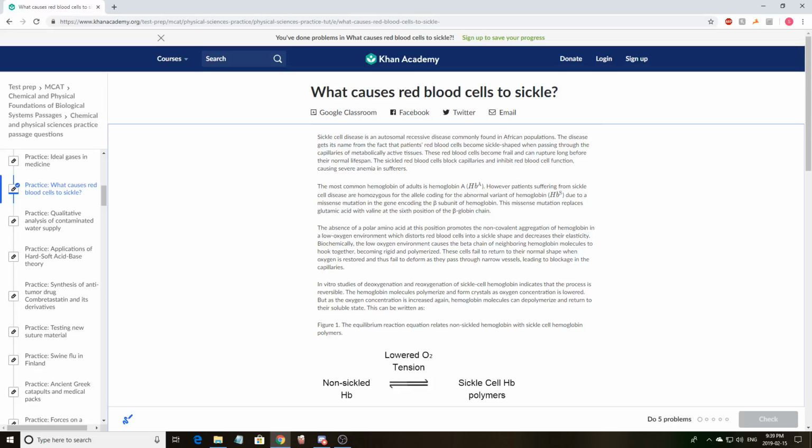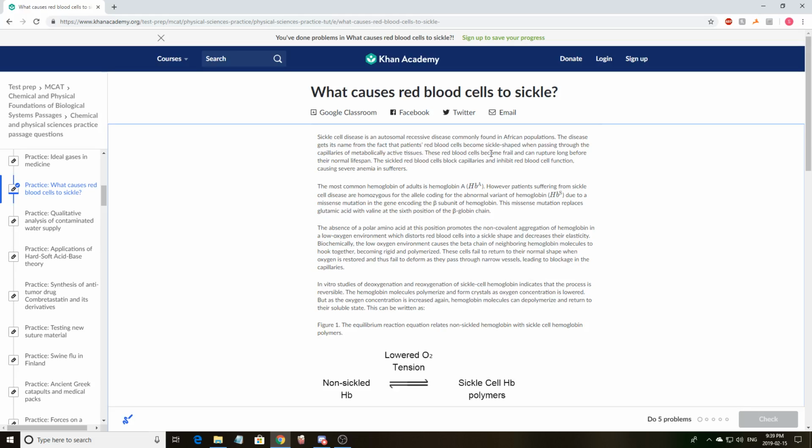Hey guys, welcome back. Today I'm going to be covering this MCAT passage called What Causes Red Blood Cells to Sickle? So the passage goes, sickle cell disease is an autosomal recessive disease commonly found in African populations. The disease gets its name from the fact that patients' red blood cells become sickle-shaped when passing through the capillaries of the metabolically active tissues.